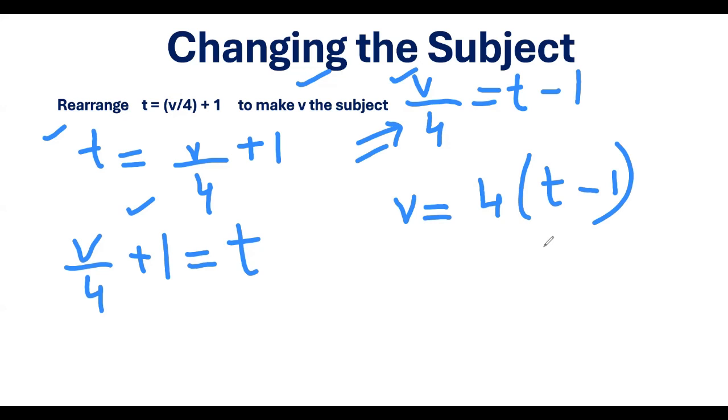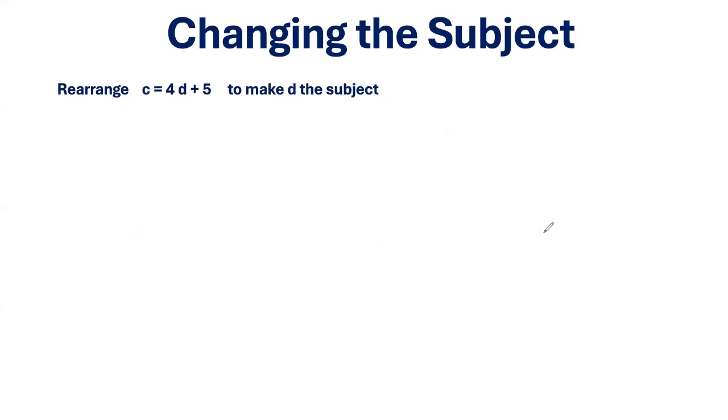So 4 multiplied by T minus 1. Now the brackets can be opened: 4T minus 4. V has become the subject now. This is the answer. Next question is, rearrange C is equal to 4D plus 5 to make D the subject.